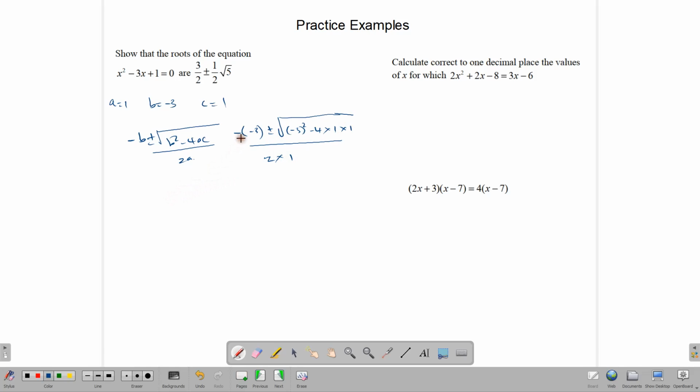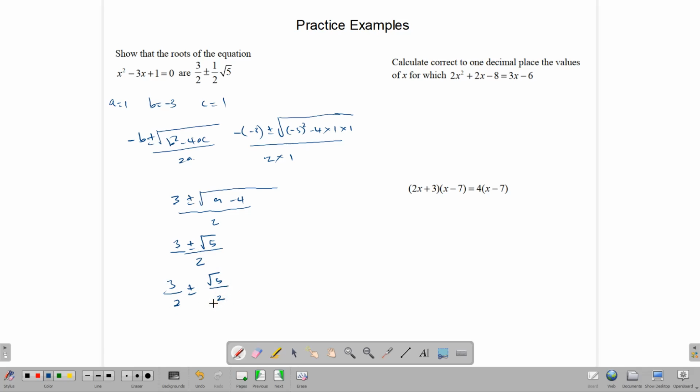Now this gives us the negative of -3, which is 3, plus or minus the square root of 9 take away 4, and all of that over 2. 9 take away 4 is 5. So we have 3 plus or minus the square root of 5, over 2. And as you can see, that's exactly what this is. So we can rewrite it as 3 over 2, break it apart, plus or minus the square root of 5 over 2.